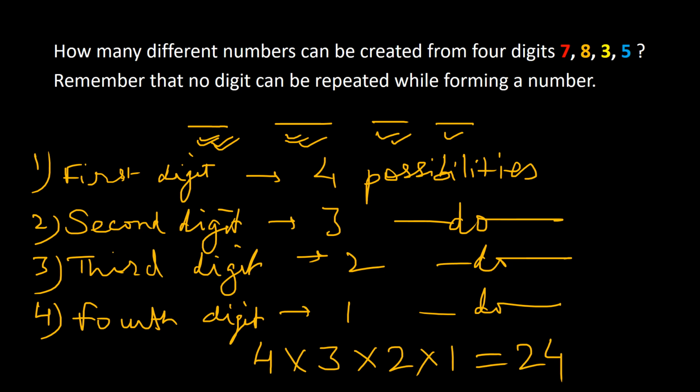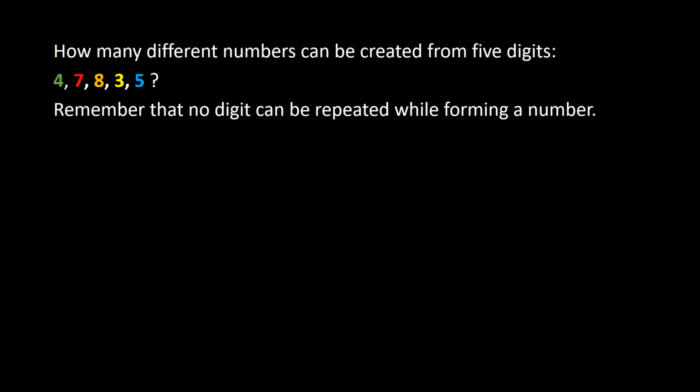So there are 24 different numbers that can be formed from 4 different digits. Please mark the words different digits. None of these digits is similar to each other. So there are 24 different numbers which can be formed from 4 different digits if the numbers have to be different, and secondly if none of the digits is repeated. In a similar manner, we can find out how many maximum different numbers can be created from 5 digits or from 6 digits which are different.